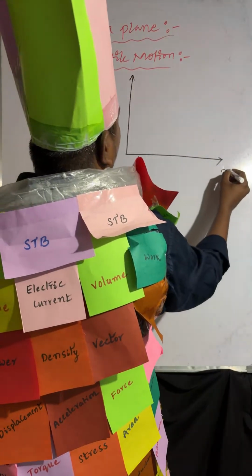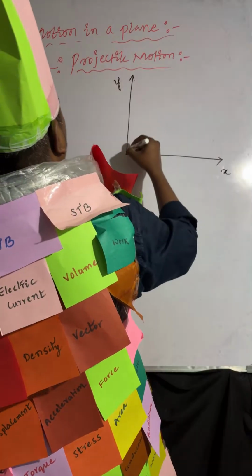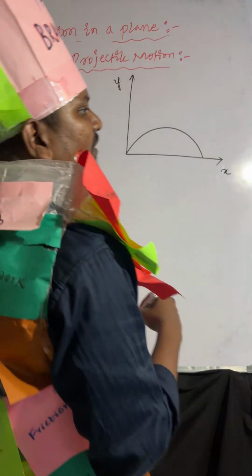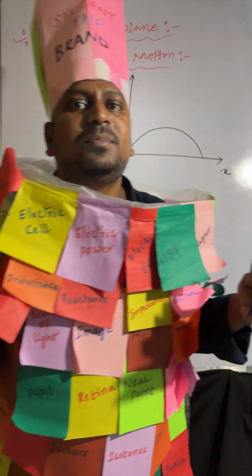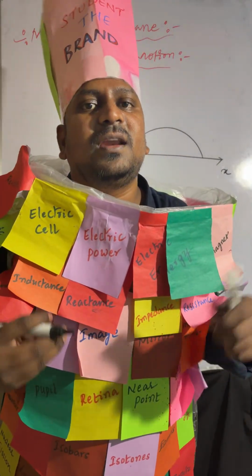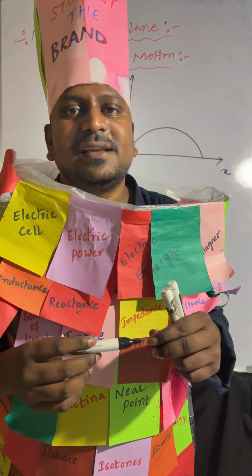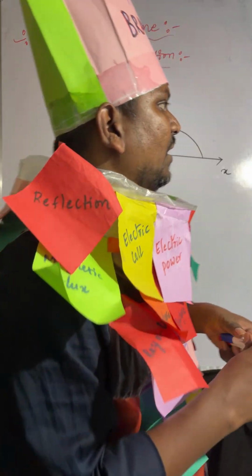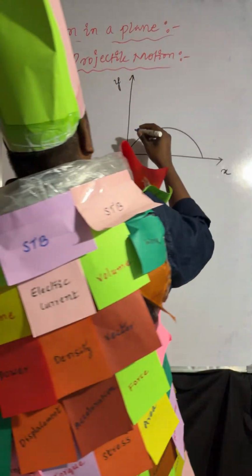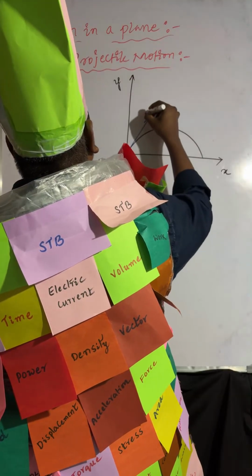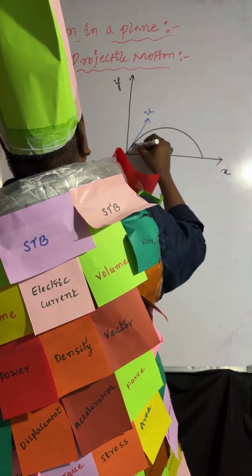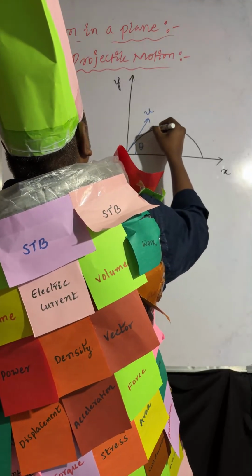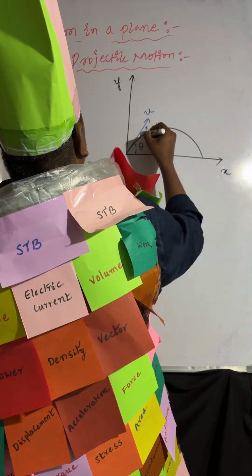So x-axis and y-axis, and this is projectile motion. We have to prove the trajectory of a projectile is a parabola. Understood? Okay, so now you can observe. Initially the particle is thrown with the initial velocity u, making angle theta with the x-axis. At a certain point, you can observe.